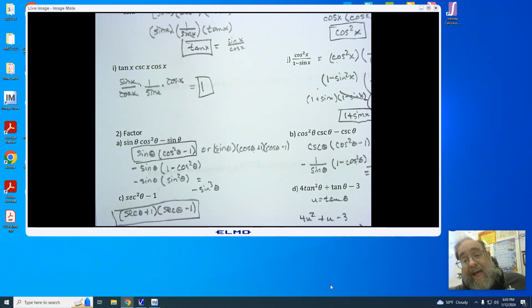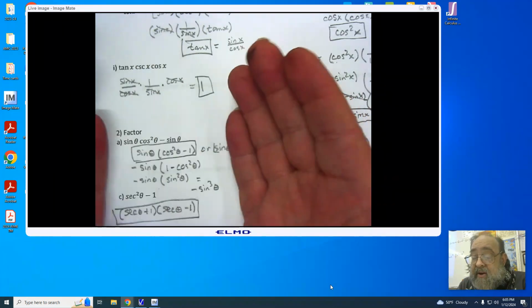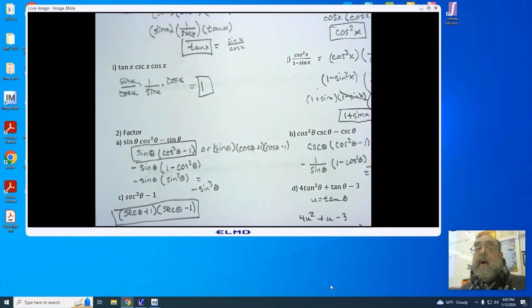Please remember, you have to know those fundamental identities. Otherwise, the verifying of identities and the simplifying of identities, not to mention the factoring in order to solve, are going to crumble at our feet. So please, study your identities. Make sure you know your ratios, because it's not long before we're going to have to solve these. And it's with the ratios that we're going to solve them.